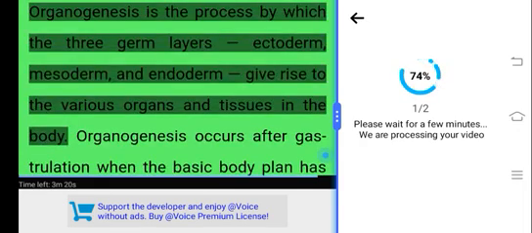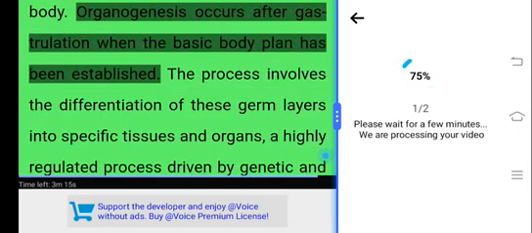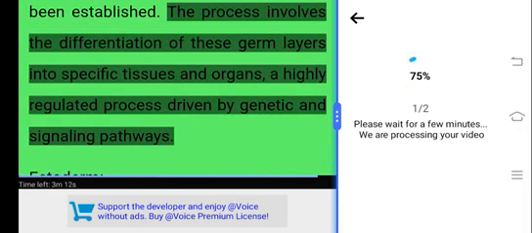Organogenesis in animals. Organogenesis is the process by which the three germ layers, ectoderm, mesoderm, and endoderm, give rise to the various organs and tissues in the body. Organogenesis occurs after gastrulation when the basic body plan has been established. The process involves the differentiation of these germ layers into specific tissues and organs, a highly regulated process driven by genetic and signaling pathways.